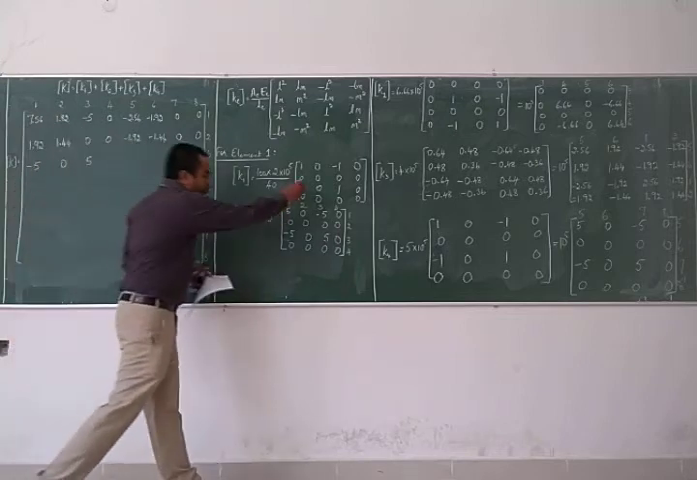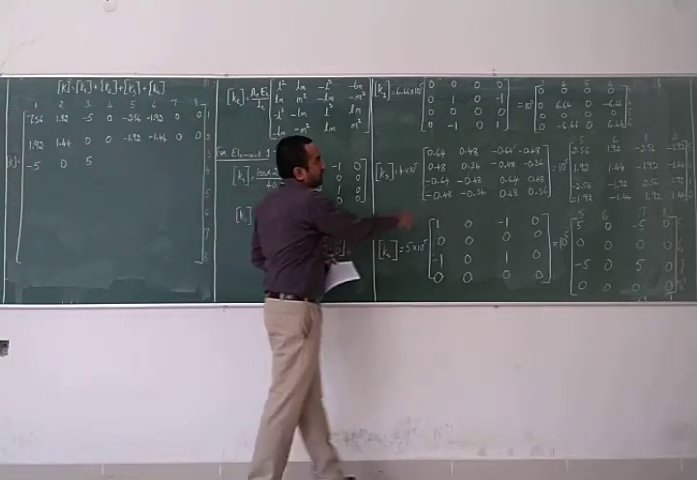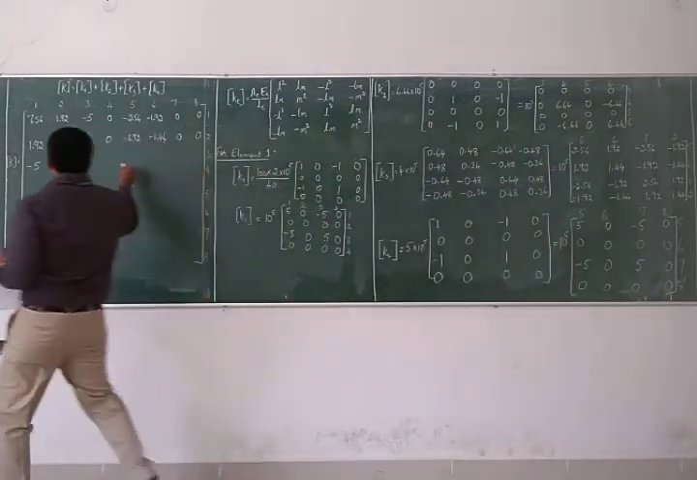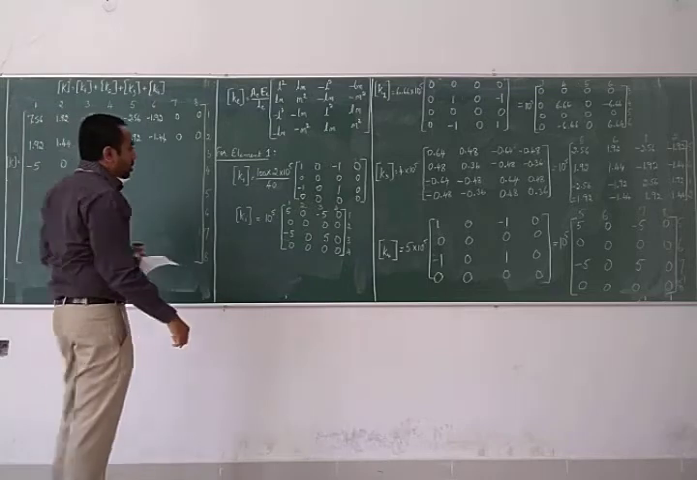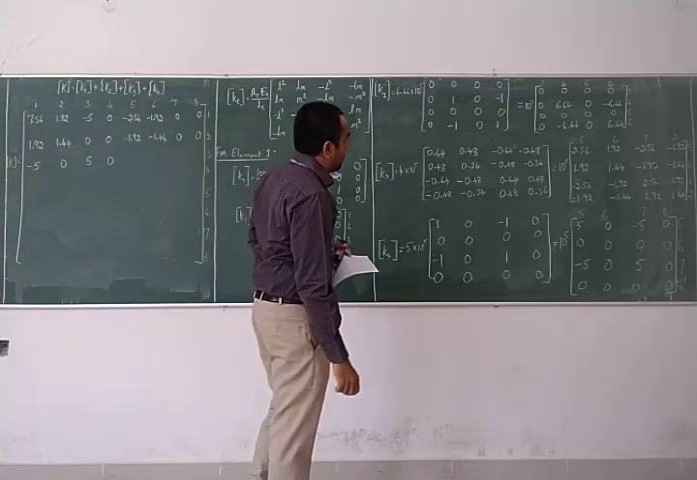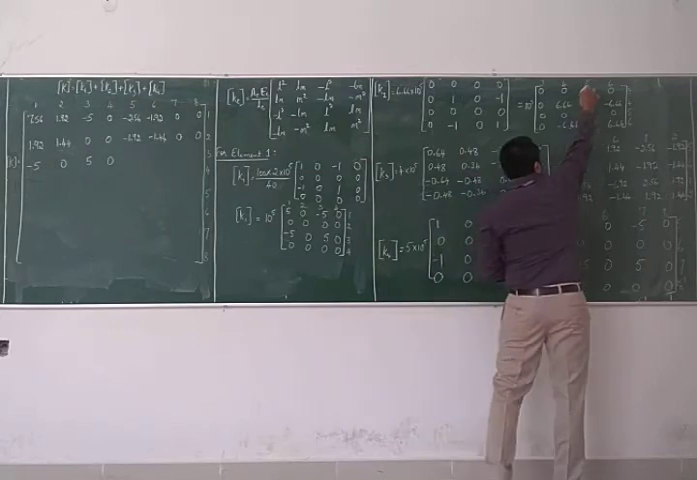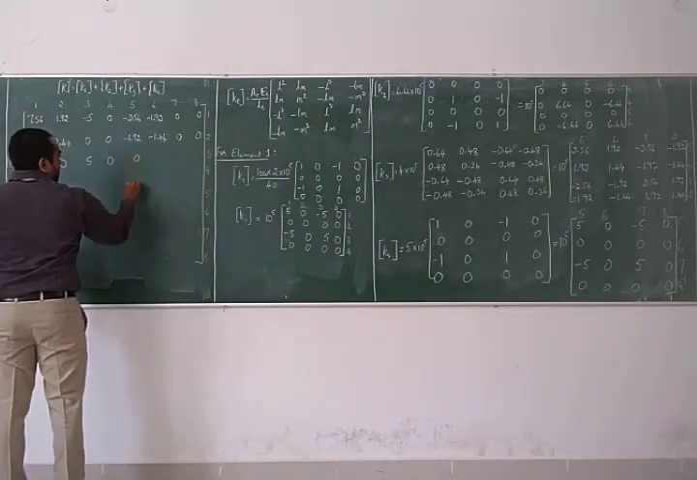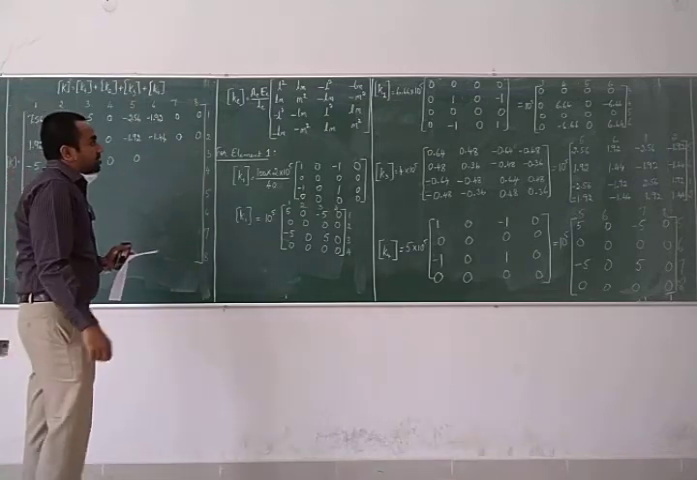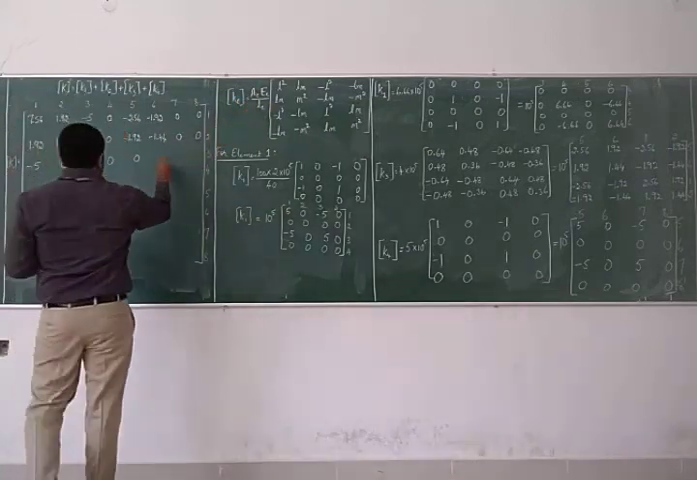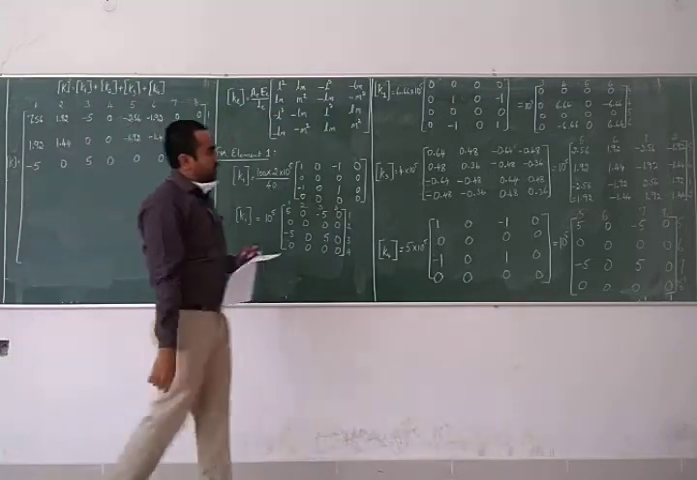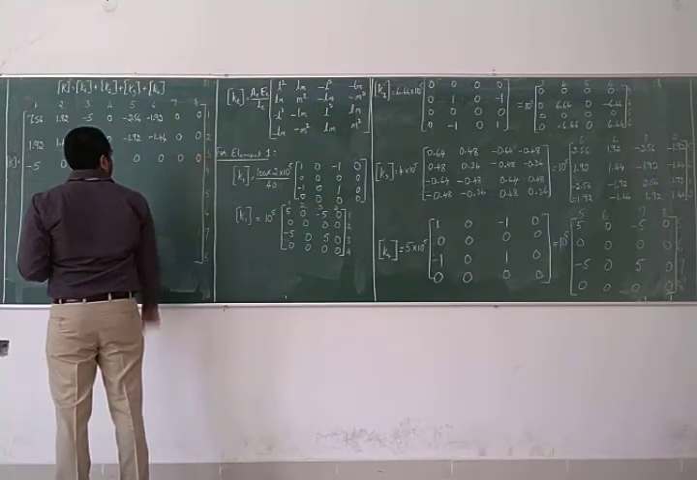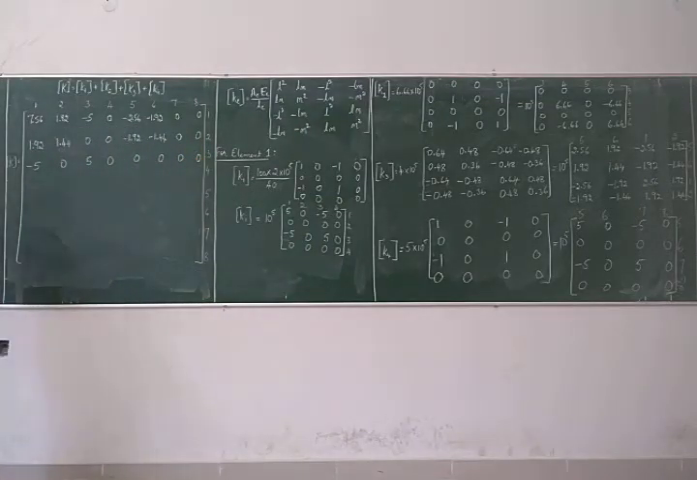Next, fourth column, third row is 0. Fourth column, third row is 0. So 0 plus 0, 0. Fifth column, third row. Is there any term related to fifth column, third row? Yeah. Fifth column, third row is 0. So we'll write 0 directly. Next, sixth column, third row is again 0. Seventh column, third row, there is no element, 0. Eighth column, third row is also 0. So this completes the third row.